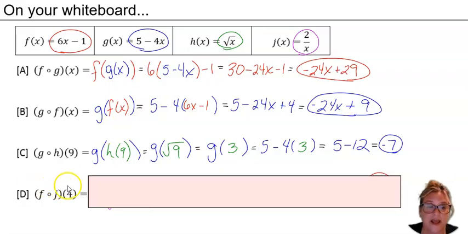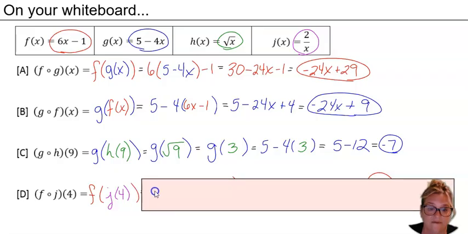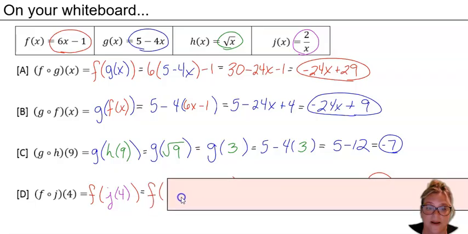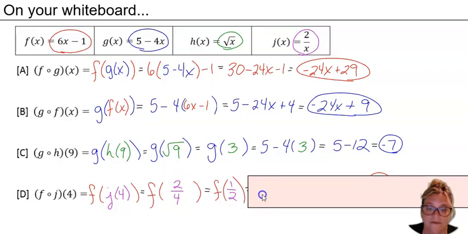f composed with j of 4. That's f of j of 4. So we're going to go up to our function j and put in a 4 for the x. 2 divided by 4 is 1/2. So we're evaluating f of 1/2.